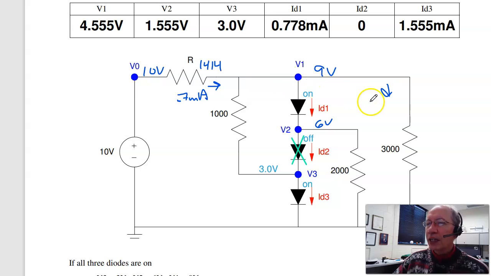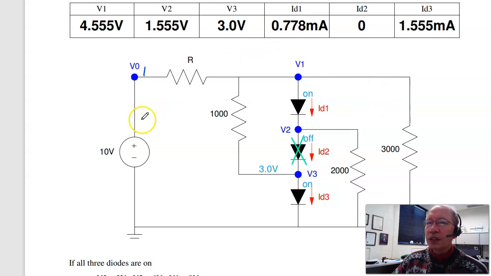Current in has to equal current out. I've got too much current being drawn. So that means my assumption is wrong. Which diodes are on, which ones are off? Well, let's take the limit. Suppose this is 0 volts. Then it's pretty clear all these are off.